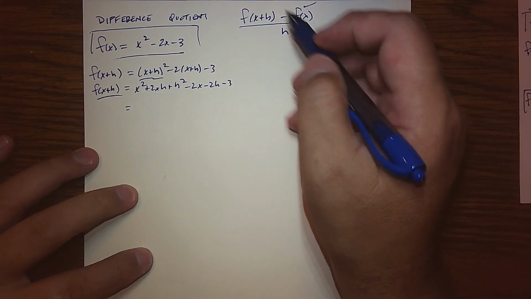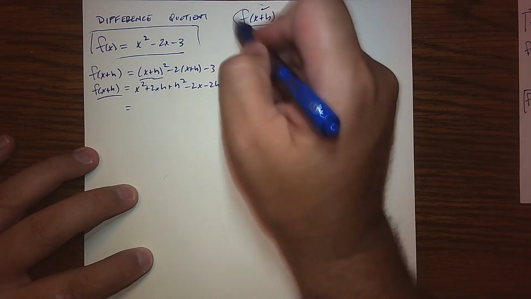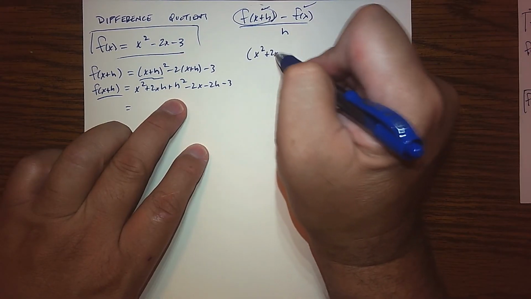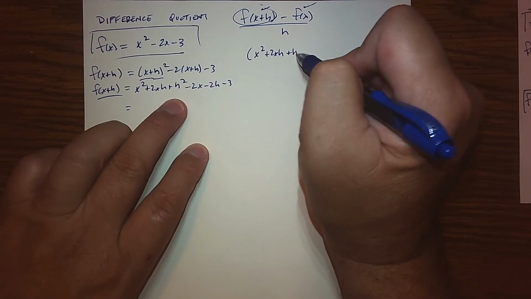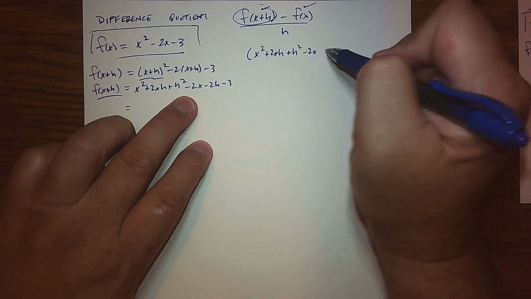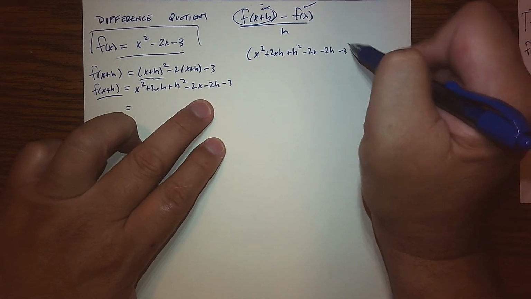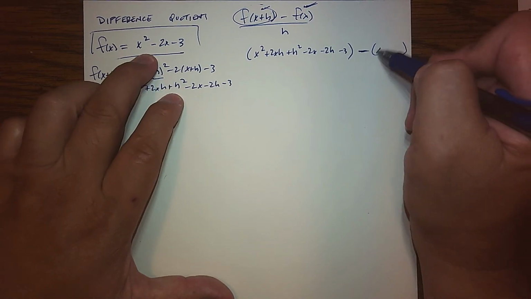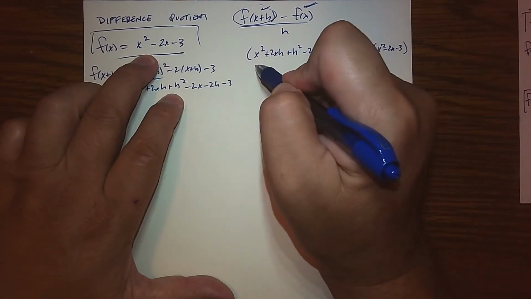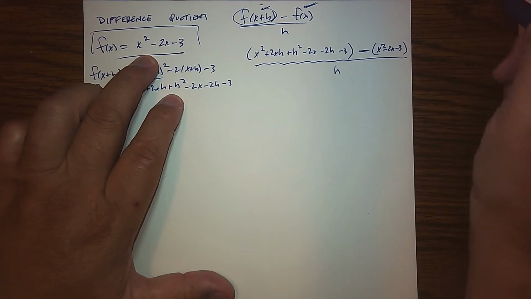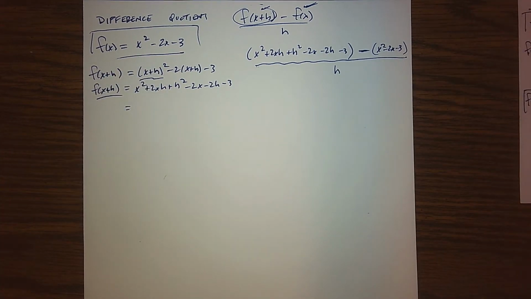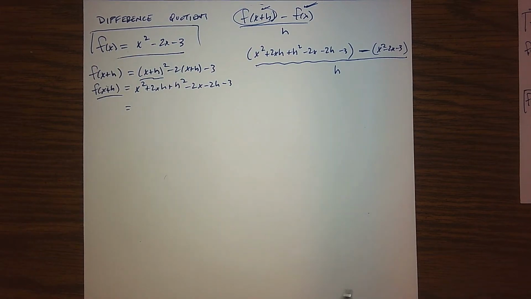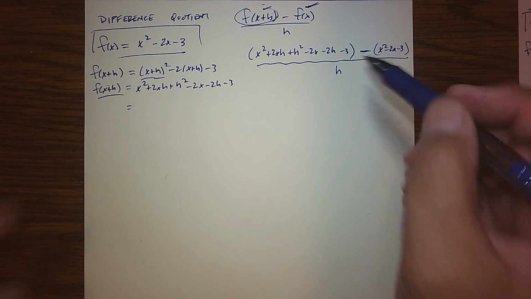So when it comes to the difference quotient, the first thing I need to do is replace what we just found. So this is x squared plus 2xh plus h squared minus 2x minus 2h minus 3. We're going to subtract whatever the function is. So that's right there, x squared minus 2x minus 3. And then of course we get to divide that all by h. So you find each piece. Really it's just finding that piece. That's already given. h is just h. And then you just got to plug everything in.